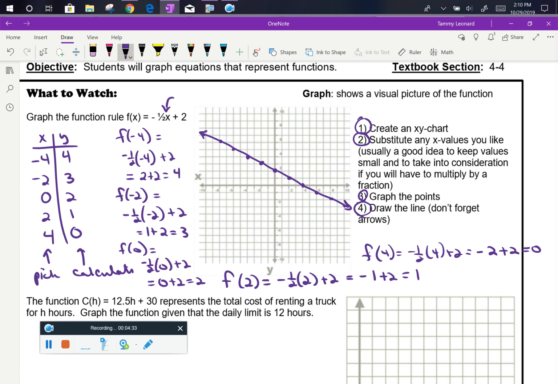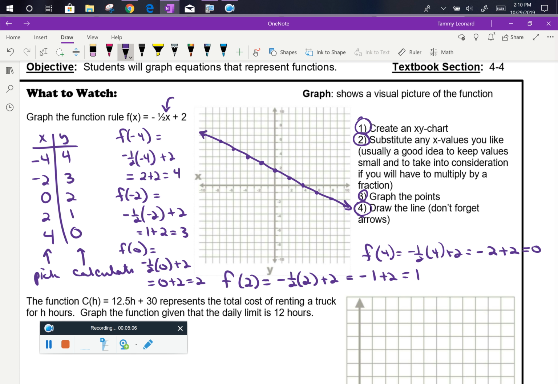So it says draw the line. Don't forget the arrows. When we have a function rule like f of x equals, that means x can be everything. So although we picked a few numbers to plug in, that's just enough to get us to see what's going on with the pattern. We then need to follow that pattern to draw the entire line. The arrows show that this line goes on forever, both up and to the left and down and to the right. It's not just stuck on this one little graph. So the arrows are important to convey that the line is everything and not just what we drew.